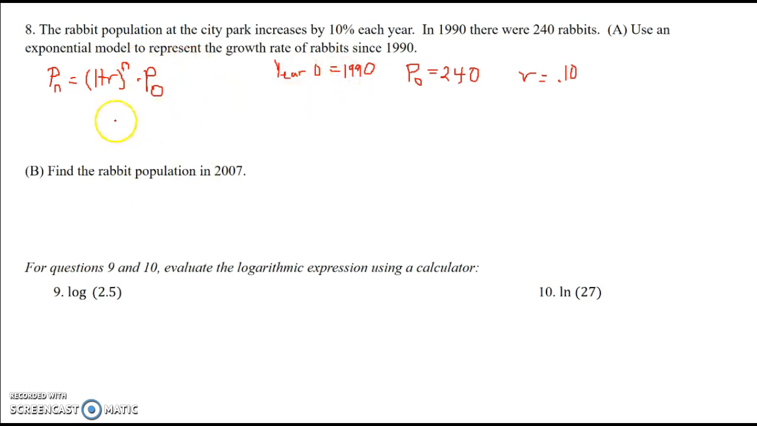And so in my formula, P sub n is going to be, I'm going to start out with P sub 0. So it's going to be 240. And you can put P sub 0 first if you want, since multiplication, you can switch these around. Times 1.10, that's the growth multiplier, raised to the n.